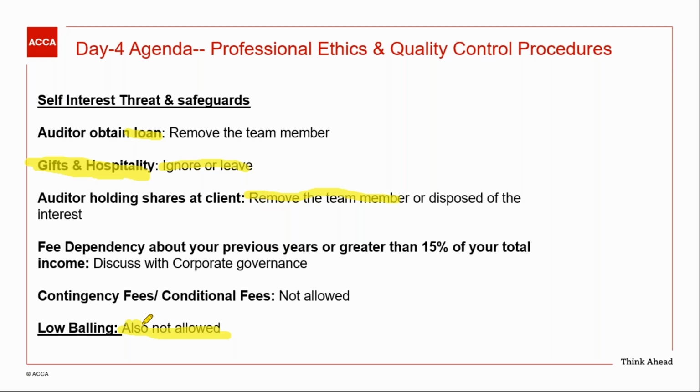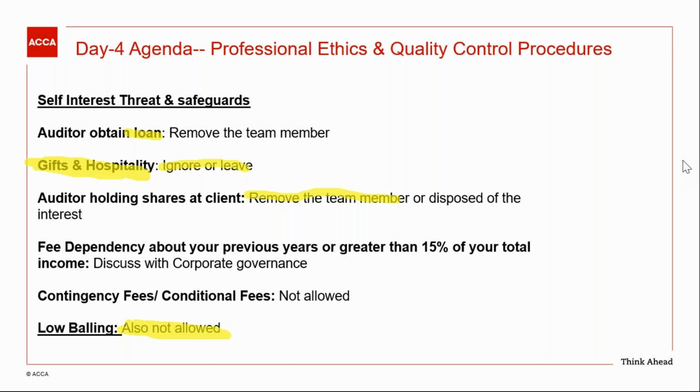If the auditors compromise some scope of audit work, ultimately it will lead to damage to the public, because if the auditor does not audit everything of the client, or does not audit the important areas of the client, it will lead to a big risk for the public interest. So low balling is also not allowed.